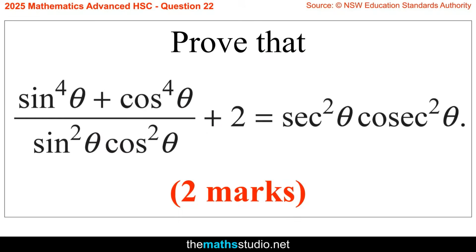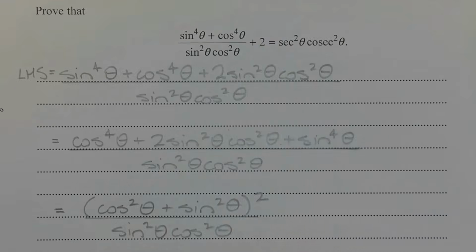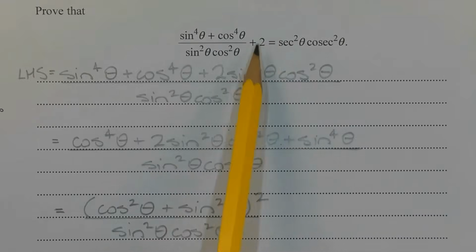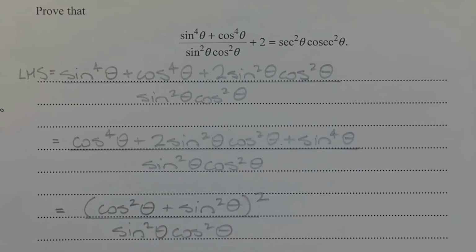Question 22. Prove that (sine to the power of 4 theta plus cos to the power of 4 theta) over (sine squared theta cos squared theta) plus 2 equals sec squared theta cosec squared theta. We'll start by considering the expression on the left-hand side of the identity.